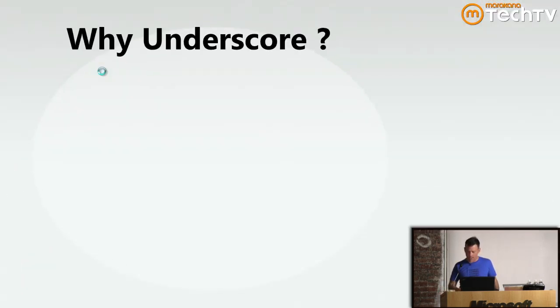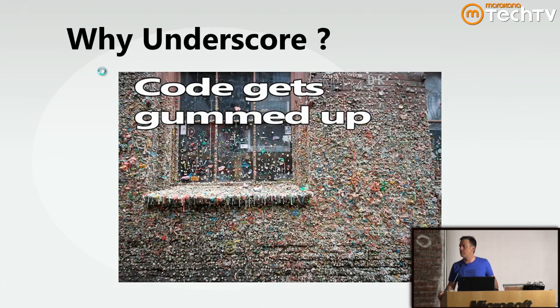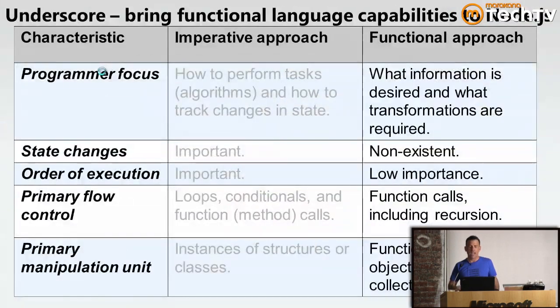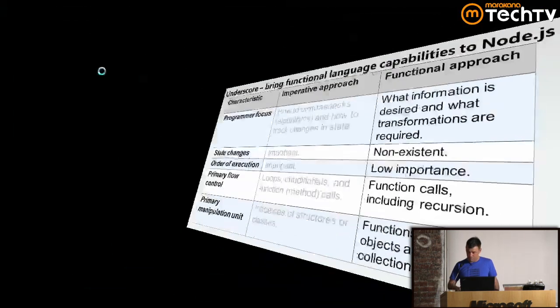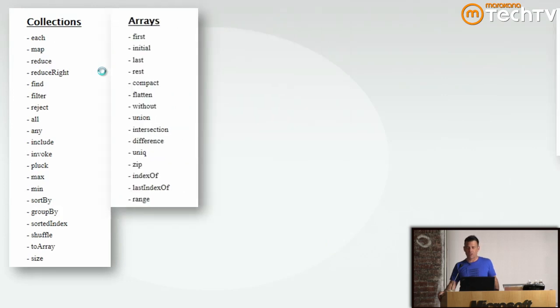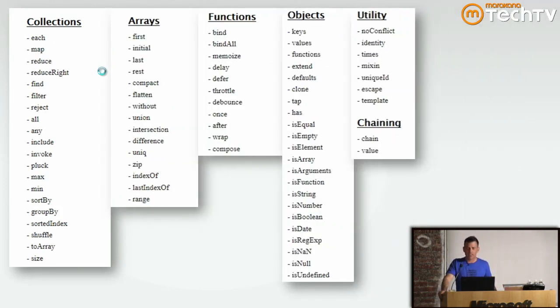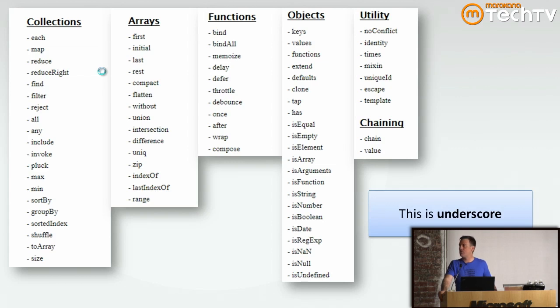Now, what does this guy do? Why underscore? Well, our code tends to get gummed up. And so what these guys came in and said, hey, why don't we give functional programming capabilities to Node applications? And functional languages kind of minimize the notion of a state. They're not as procedural compared to imperative languages. So a lot of big fans over there for it. And if you take a look at, say, just underscore itself, it's got examples for all these categories of functions. So think of it as a general framework to kind of make you a better Node programmer in a functional kind of way. So that's just one example of all the modules that you can get.